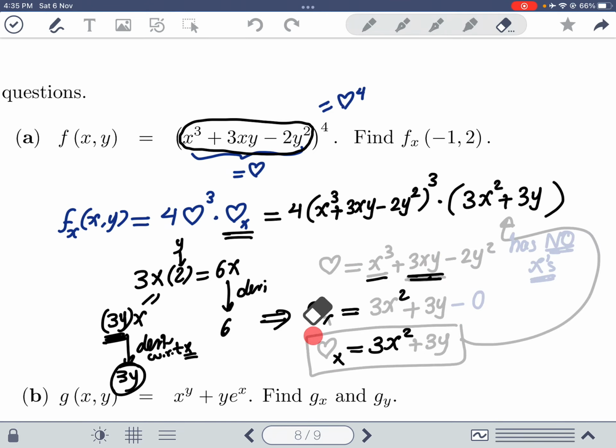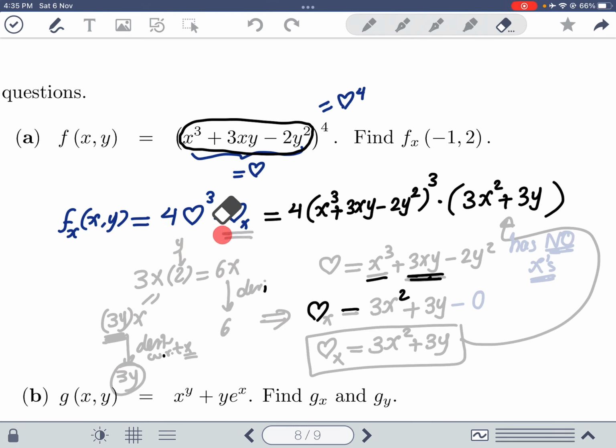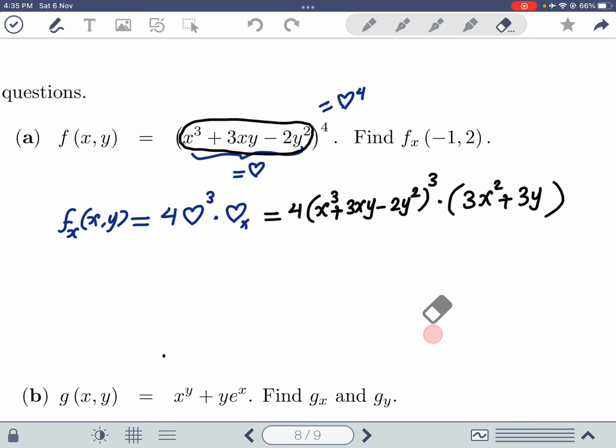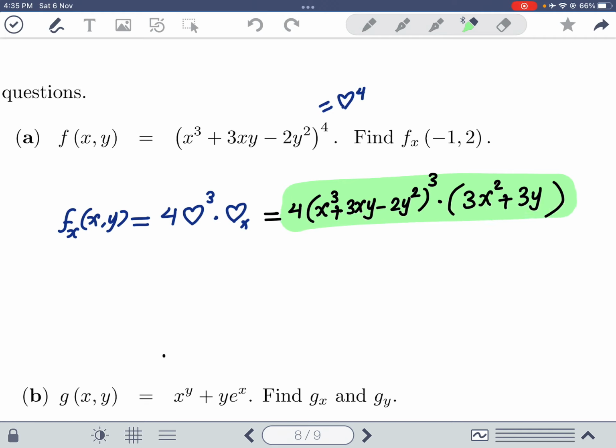But okay, I want to erase so that I have space to continue writing things. So okay, for now it looks like a nice question. How do we check? So now this is nice as the answer to f sub x, but they're asking us to evaluate it at a point.